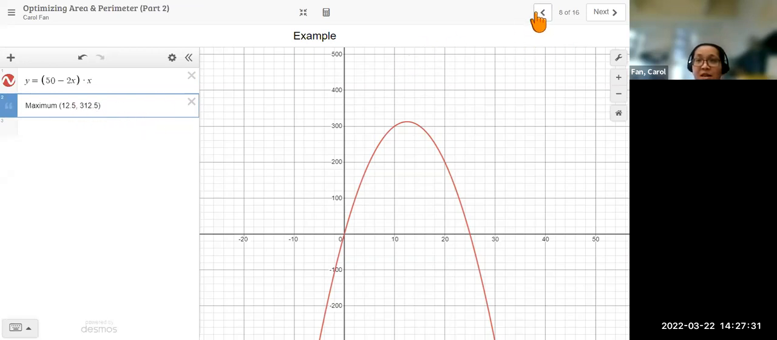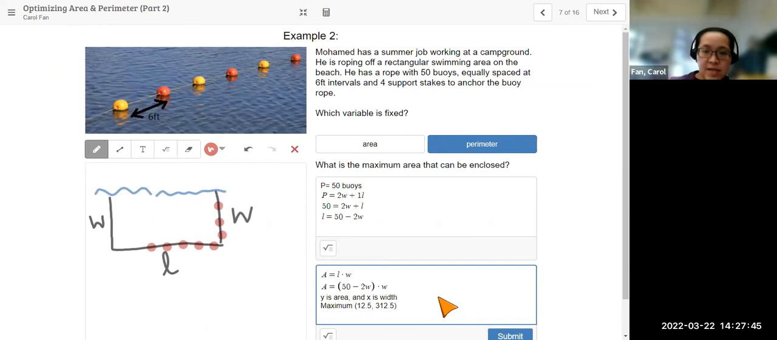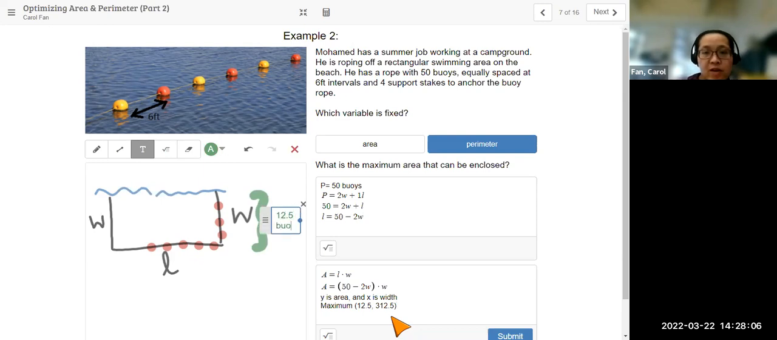312.5. Oh my goodness, my tongue is not working today. All right, so we have a maximum of 312.5. So what that tells us is our width. Remember, we're working in the unit of buoys, 12.5 buoys long. Okay, let's substitute it back into the equation.